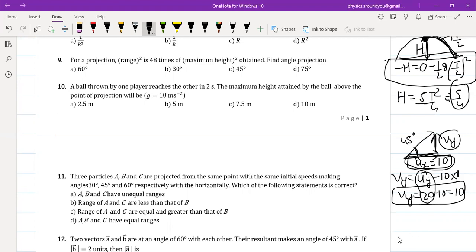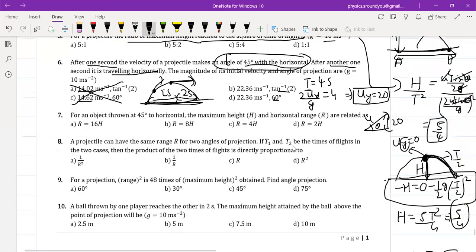How? Initial horizontal component is 10. Vertical component is 20. I complete the triangle. Tan of this angle is opposite by adjacent. Tan theta turns out to be 2. So theta is tan inverse 2. So the only option that is now left for us is not 60 degrees. It should be B.